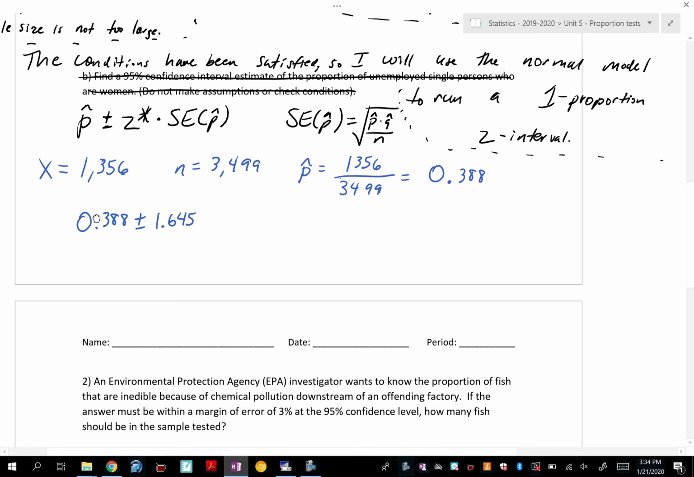1.96. So I always think 95, 96. 1.96 times, this is where you're going to put p-hat in the numerator. So 0.388 times, so it's always 1 minus this for q-hat. So that's going to be 0.612. Excellent. Over how many unemployed men were sampled? 3,099.